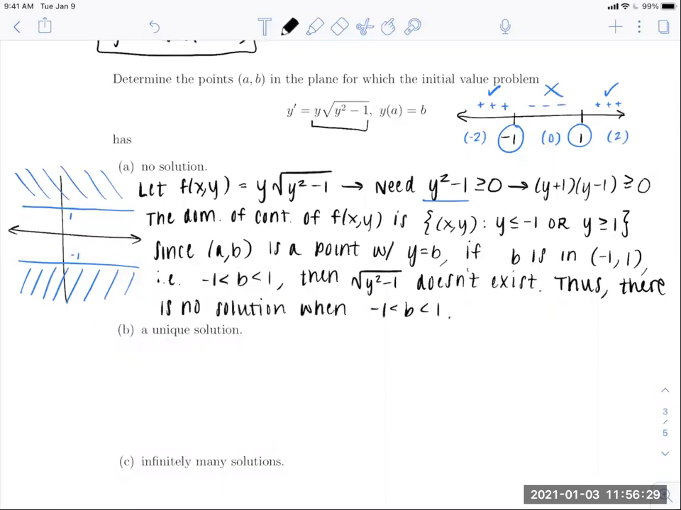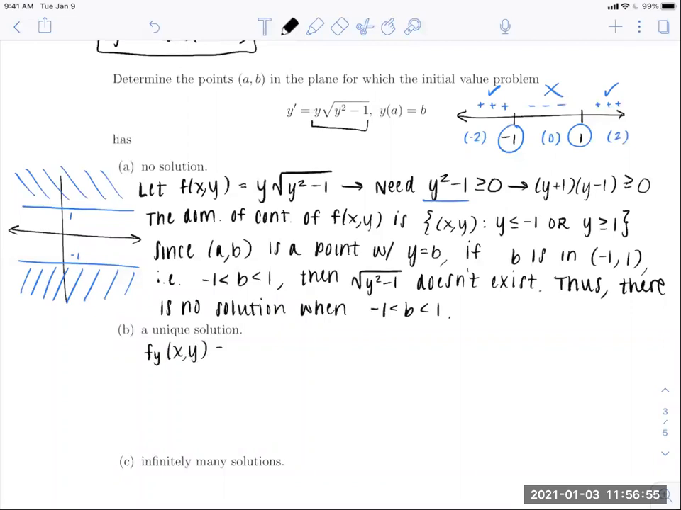Okay, so when can we guarantee existence and uniqueness? All right, we want both here. Well, we already know that we need b to be greater than 1 or less than -1, but how about uniqueness, right? That's going to guarantee a solution, but not necessarily uniqueness. For uniqueness, if you'll recall, we wanted to analyze the domain of continuity of the partial.